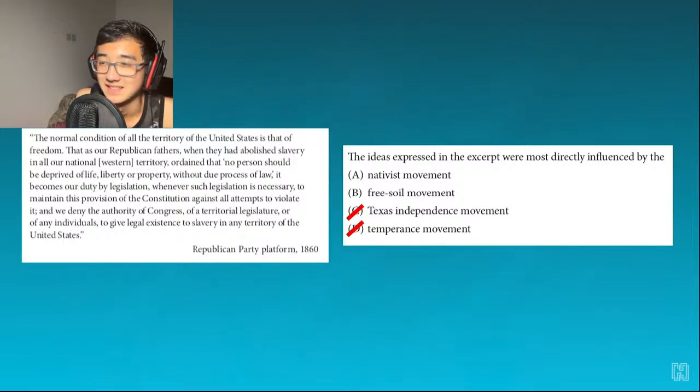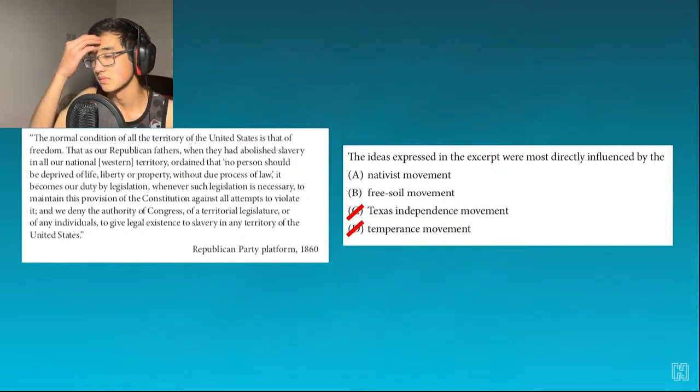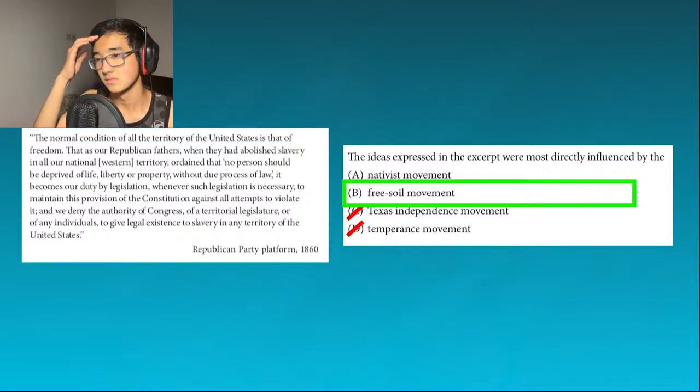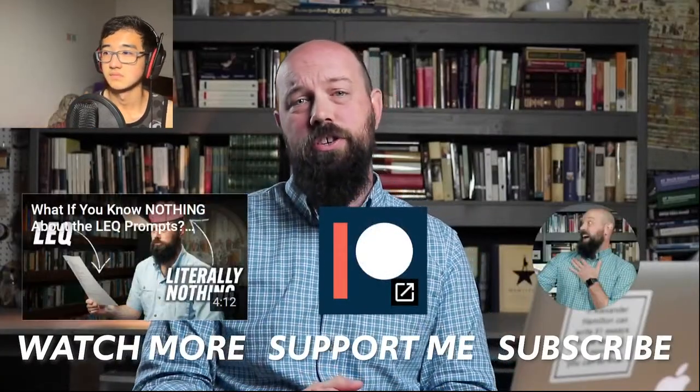C, the Texas Independence Movement. The Texans fiercely defended slavery, so that clearly can't be used to support the Republican Party platform. A is the distractor, the nativist movement, because if you don't know what that is, that might look right. But the nativist movement had everything to do with the fear of those who are not like us, and therefore to promote the white race. So the answer is obviously B, the Free Soil Movement. All right, that's how you do stimulus-based multiple choice questions on the AP.